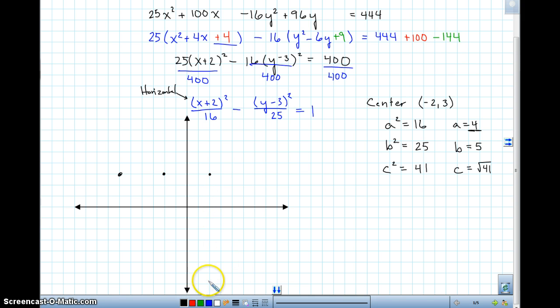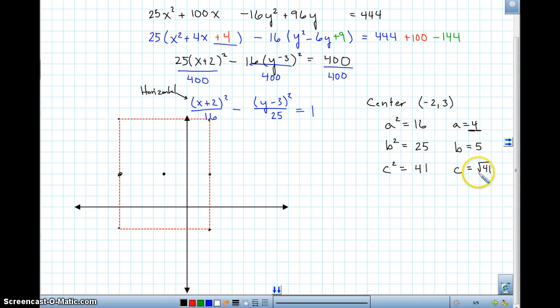So I'm going to create a rectangle. That's 2 A's long and 2 B's wide, so I'm going to go 5 units above, 1, 2, 3, 4, 5, way up here, down here, down here. And then I can construct a little rectangle that'll help me guide my asymptotes when I draw this hyperbola. There we go.